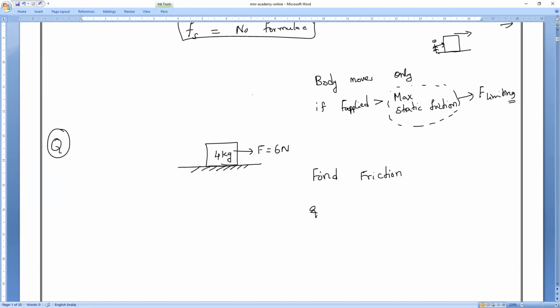Static. You don't know. You cannot find. How can you say it is a static friction? If the applied force is greater than the limiting friction, then it is a kinetic friction. Am I right or wrong?